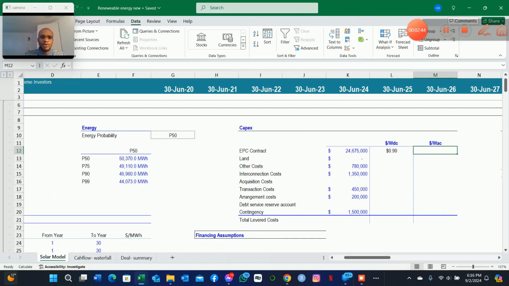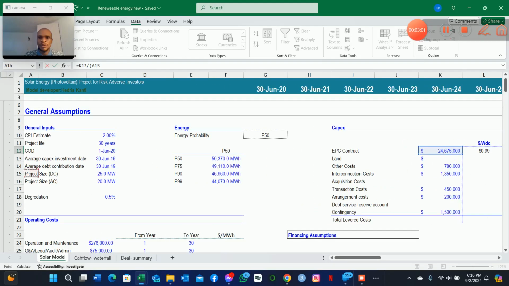We do the same thing for the project size AC. We take the EPC contract or the cost divided by, in bracket, the project size AC, and we multiply that by 1,000,000. Close the bracket and we press enter.